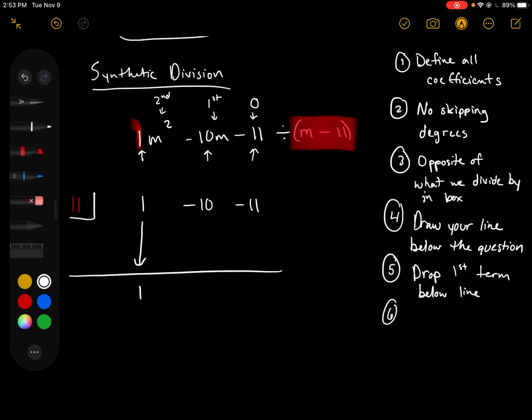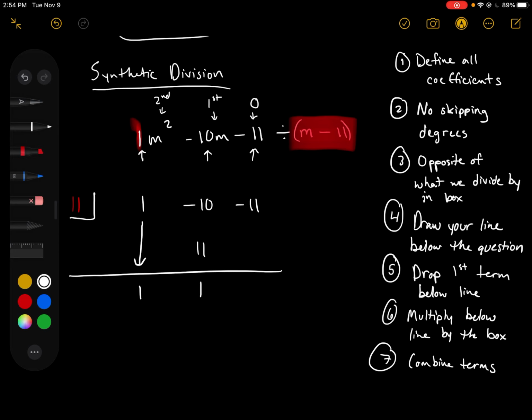And then step 6, multiply anything below the line by the box term. So our box number is positive 11, so we're going to take the thing below the line and multiply it by what's in the box, which is 11. So 1 times 11 is just 11. There we go. 7, combine like terms. So here we have 11 and negative 10. 11 and negative 10 together give us positive 1.